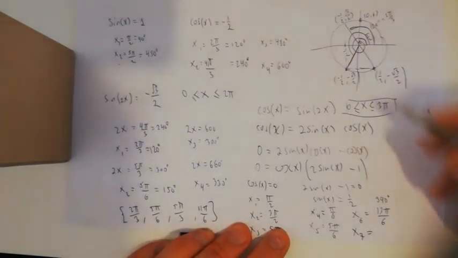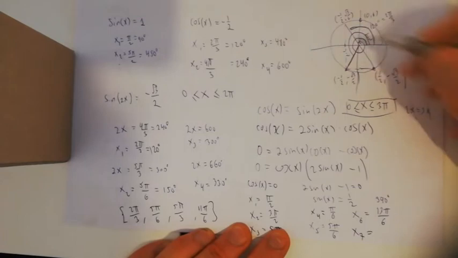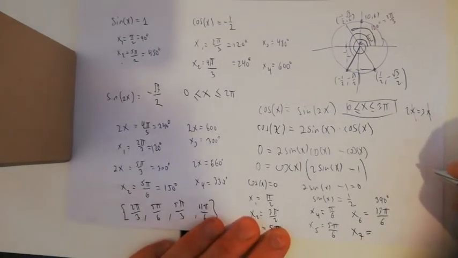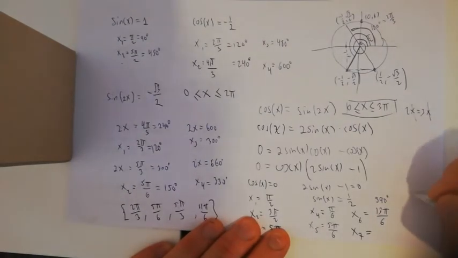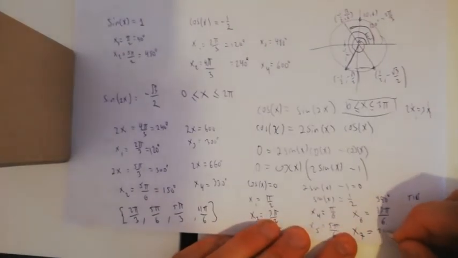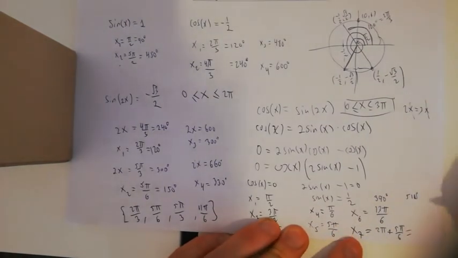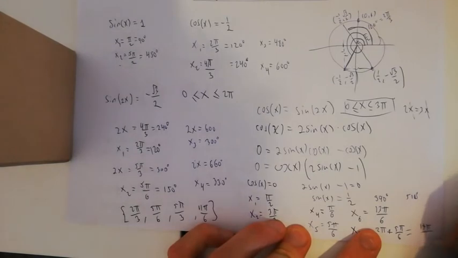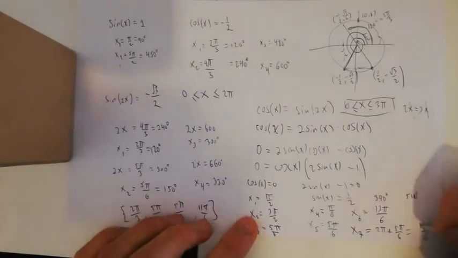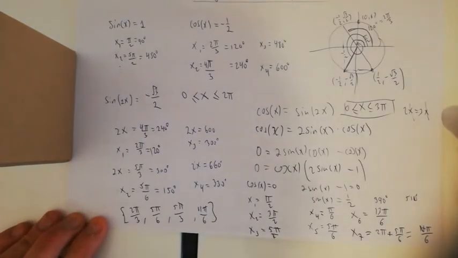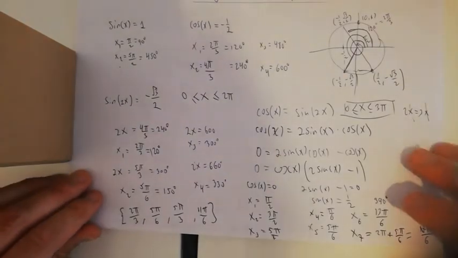It is 360 plus 150 degrees, that's 510 degrees. So in radians, it's 2 pi plus 5 pi over 6. That is 17 pi over 6. These are the trigonometric equations.